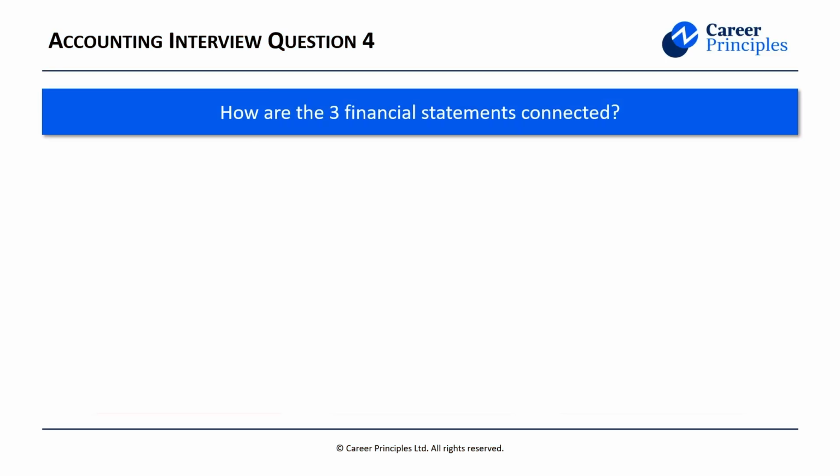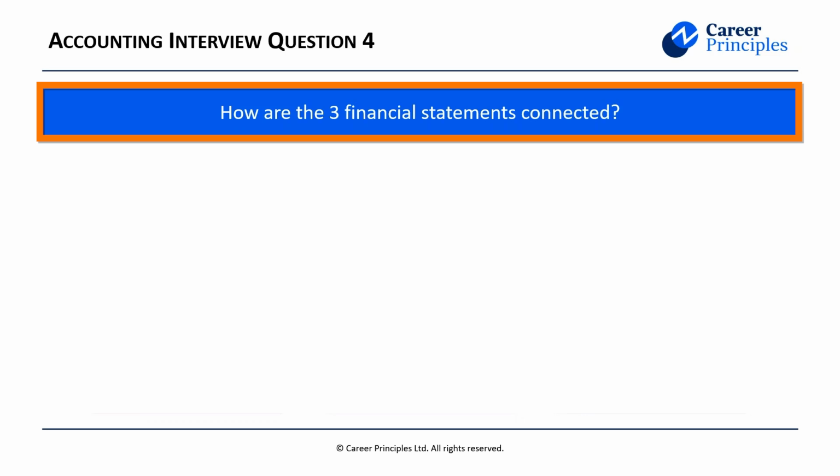Alright, now moving up to level 4, and this is probably the most common accounting interview question. Let's take a look at it, and it says, how are the 3 financial statements connected? Overall, there isn't one specific answer here. There's actually a lot of different connecting points, so it's important to mention a few of them.